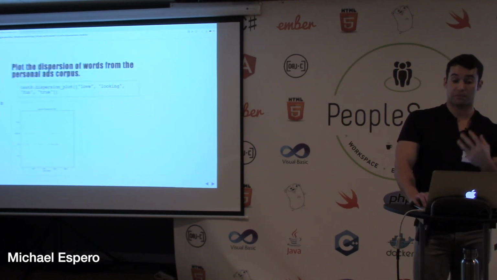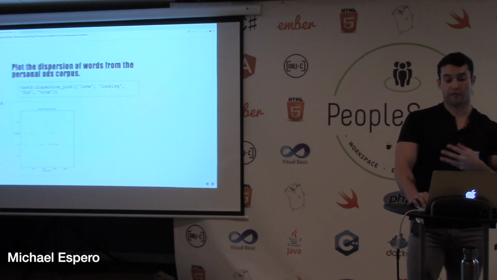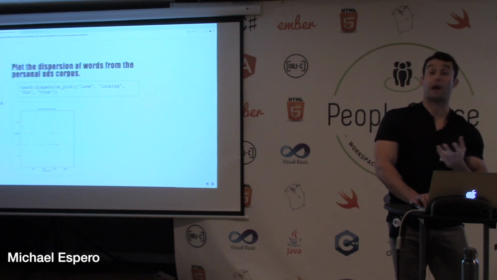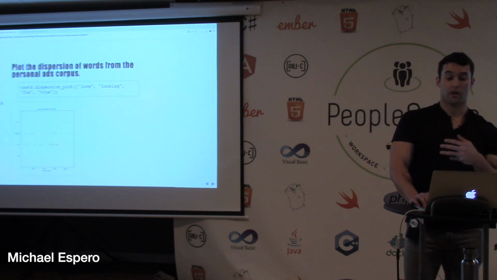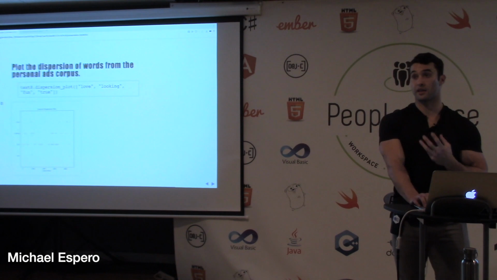There's the dispersion plot function, which allows us to pass in a vector of words here. So we're looking for the word love, the word looking, the word fun, the word true, things related to perhaps personal ads, and we're seeing how these words are distributed amongst this corpus, this collection of documents.